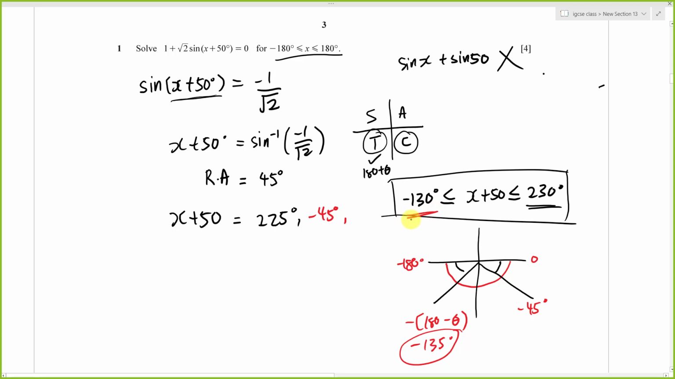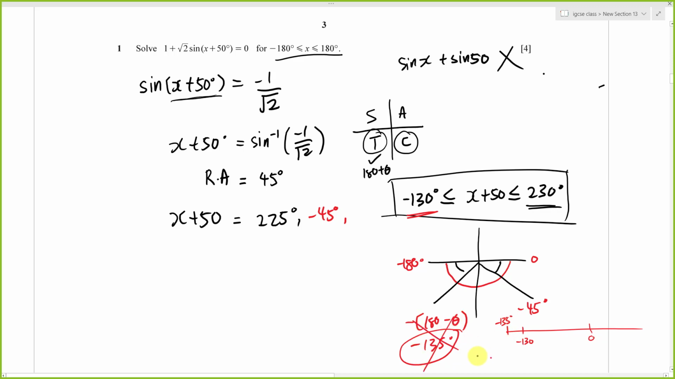So you need to stop at negative 130. Negative 135 is beyond it. Because if you draw the number line, this is negative 130. Negative 135 is after negative 130. So this angle we shouldn't include. So we only have one of it.